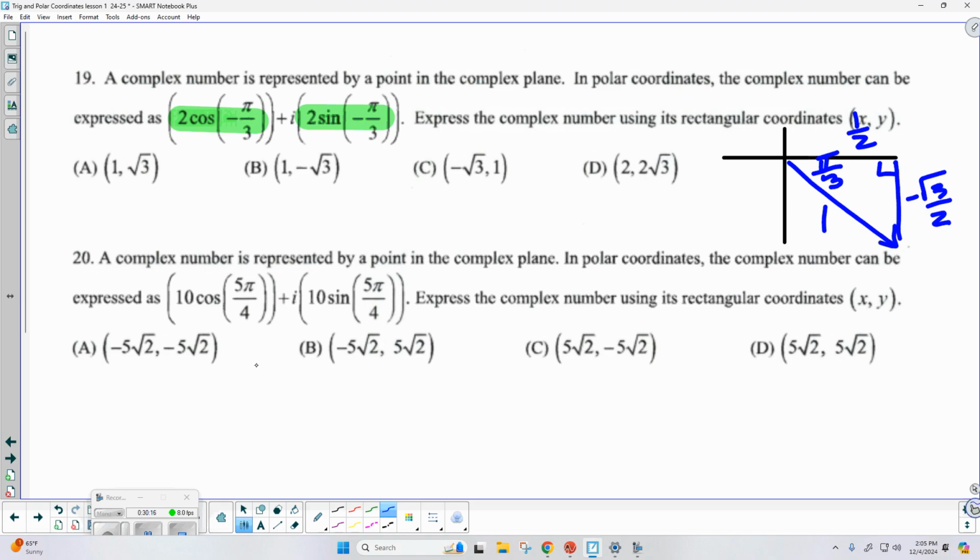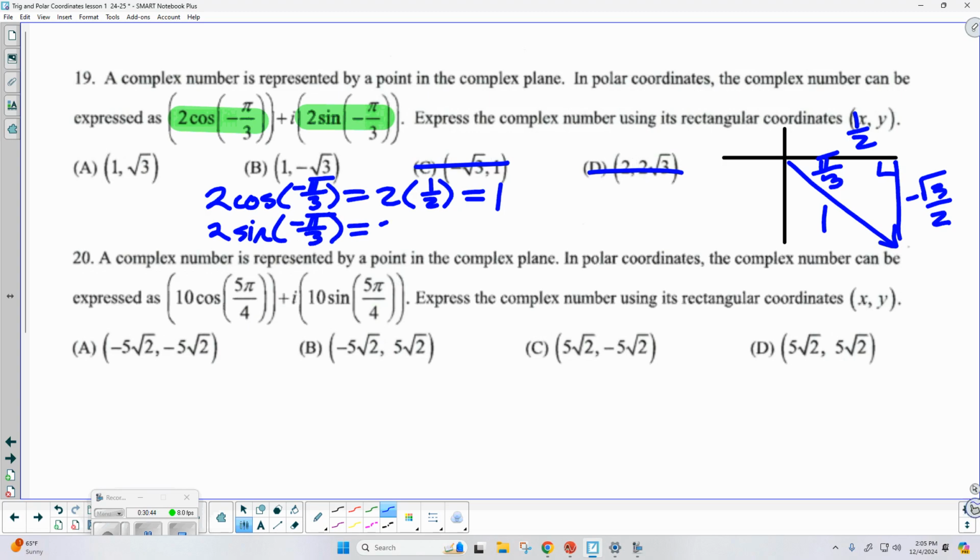Now we just got to simplify. So this 2 cosine of negative pi over 3 is actually 2 times cosine of the angle, which is 1/2. So it looks like my x value is 1. So A and B are good, which immediately gets rid of C and D. Now we got to do the same thing for the other one, 2 sine of negative pi over 3. So that's 2 times what? Negative root 3 over 2, which is just negative root 3. So my answer is what?